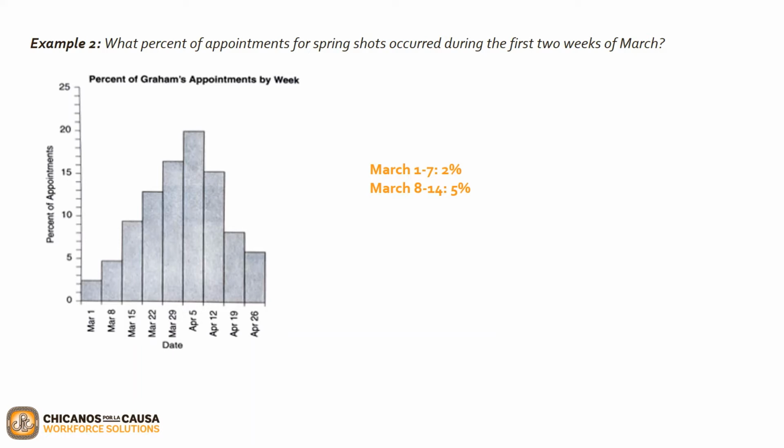So in order for us to get the total percent of appointments that occurred during the first 2 weeks of March, we're going to want to add these two amounts. If we add 2% plus 5%, we get a final answer of 7%. So there is 7% of appointments that occurred during the first 2 weeks of March.